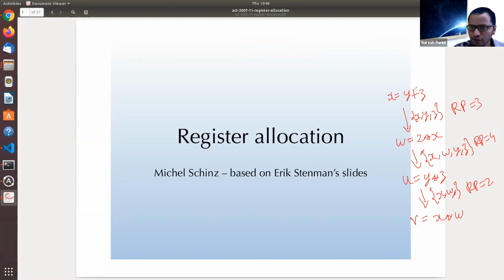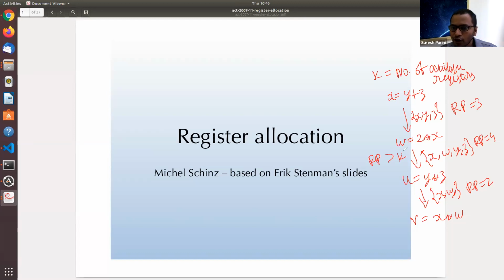Let K be the number of available registers. So those program points where the register pressure is greater than the number of available registers become problematic cases and they induce spill code. They cause spill. So when register pressure is greater than the available registers, then we have to do a spill.